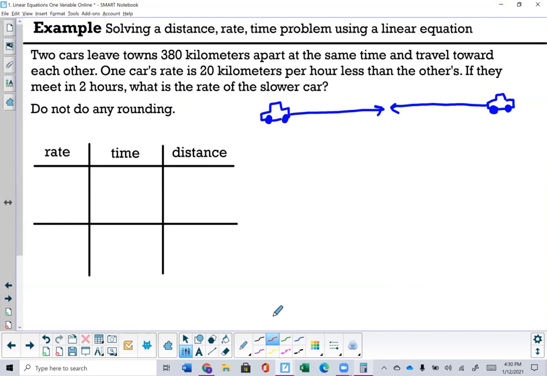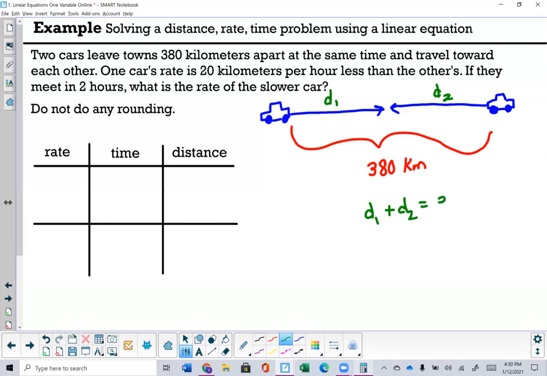So it says they're 380 kilometers apart. So when we add the distances that both of them travel, it's going to be 380 kilometers. I'm going to call one car distance 1, the other car distance 2. So we know that distance 1 plus distance 2 has to add up to be 380. On the first row, I'm going to put scenario 1. The second row, I'm going to put scenario 2. Okay, so let's continue on.